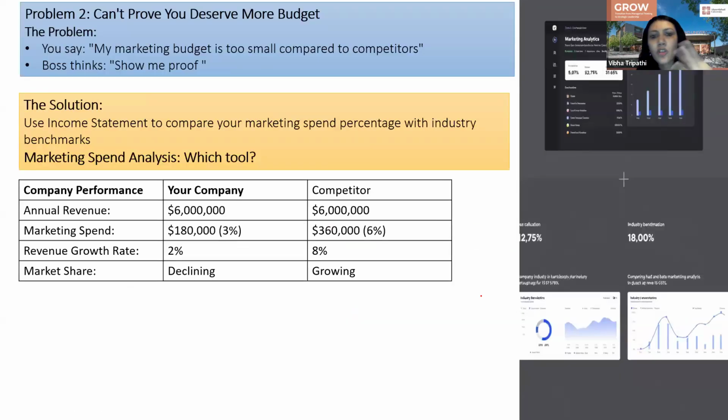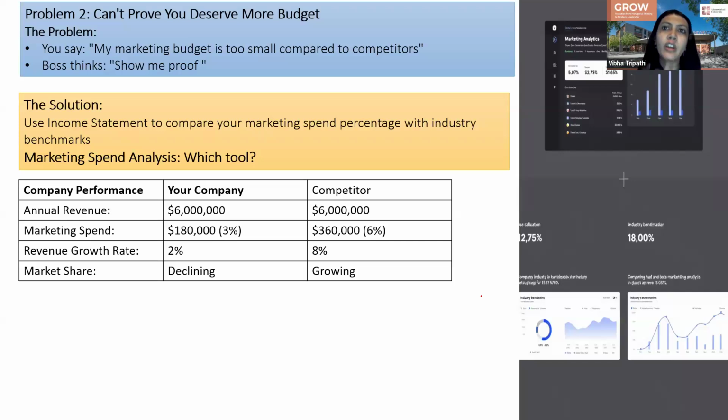Now we will use these common size and buy on buy what you learned. Let's say you are in the marketing department. You're going to your boss and saying that, see, my marketing budget is too small compared to the competitors. Your bosses do not understand this language. What is small? The definition of small could be different for you, could be different for me. And you have to talk in numbers.